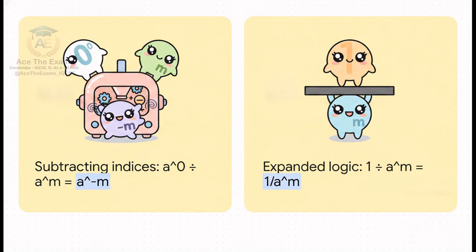Well, let's use our brilliant 0 trick again. Imagine we have a to the power of 0, and we divide it by a to the power of m. Using our division law on the left side, we subtract the indices. 0 minus m gives us a negative index, a to the power of -m. But let's look at the expanded math on the right side. We literally just proved that a to the power of 0 is actually just the number 1. So the equation is really just 1 divided by a to the power of m, or written as a fraction, 1 over a to the power of m.